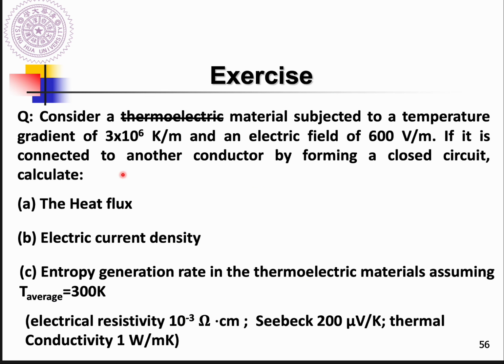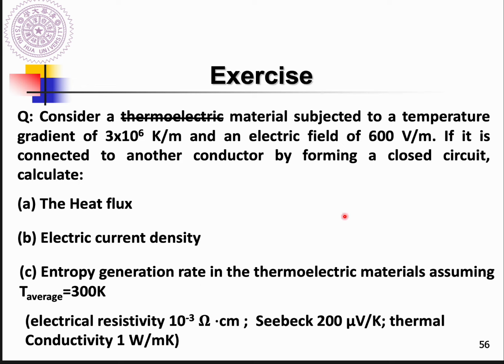Okay, so before we end this lecture, I'm going to give you an exercise. But here, I hope you can delete these terms on your handout. What we have here is a material subject to a temperature gradient and an electrical field. So there are two driving forces. And if it connects to another conductor by forming a closed circuit, please calculate J capital Q, J small q, and also calculate the entropy production rate per volume in this system. Okay?